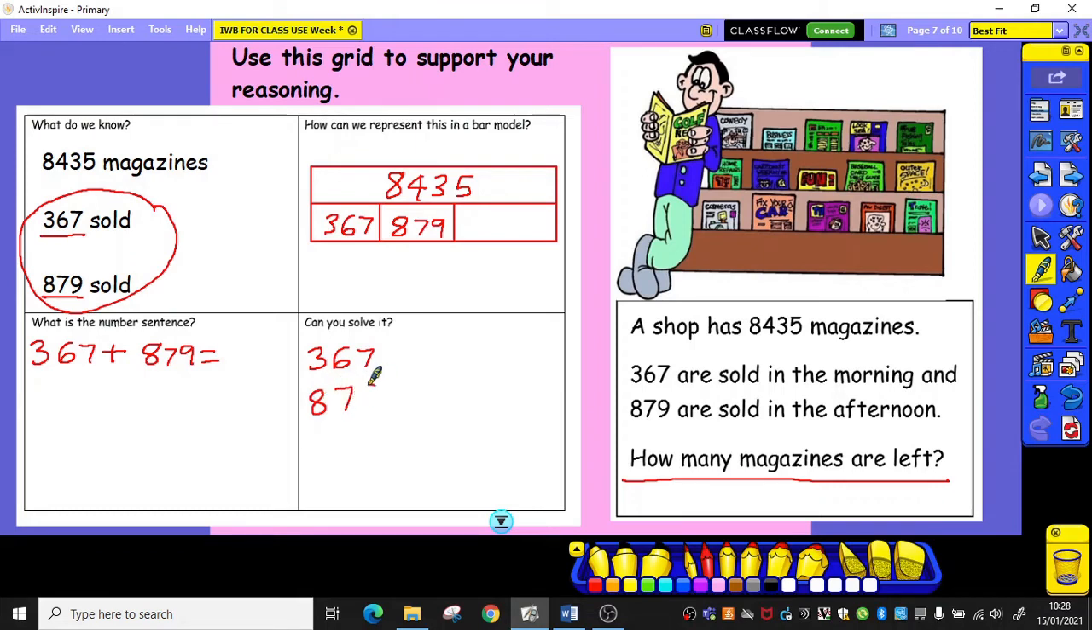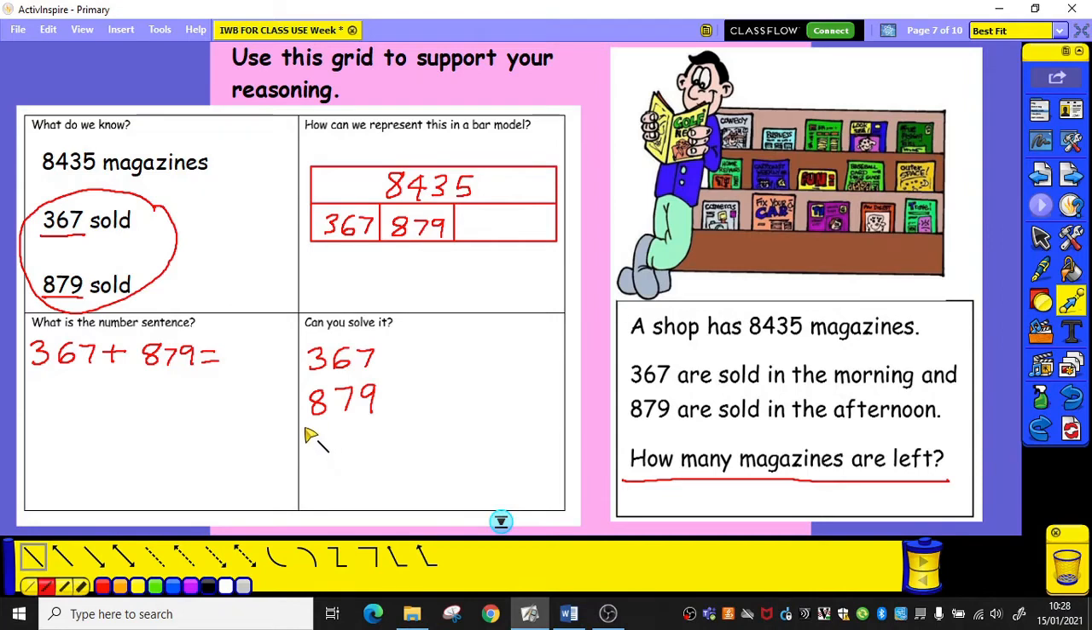Now, if anyone feels frustrated using this grid, thinking, oh, Mr. Sills, I can just write the numbers down. You don't need to use this grid for every single question. I'd like you to use it for the first question, and then you are very welcome to complete questions 2, 3, and 4 just using your written methods. So we're going to be adding those numbers.